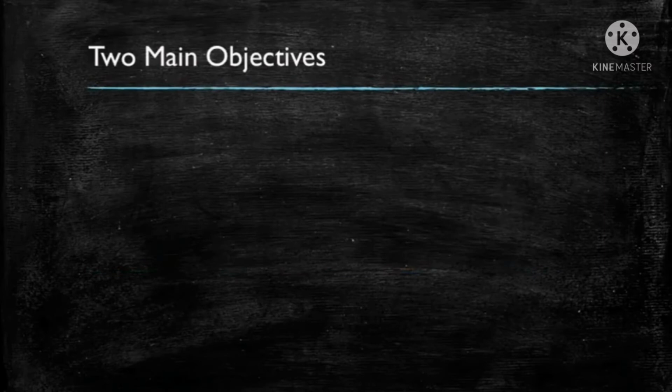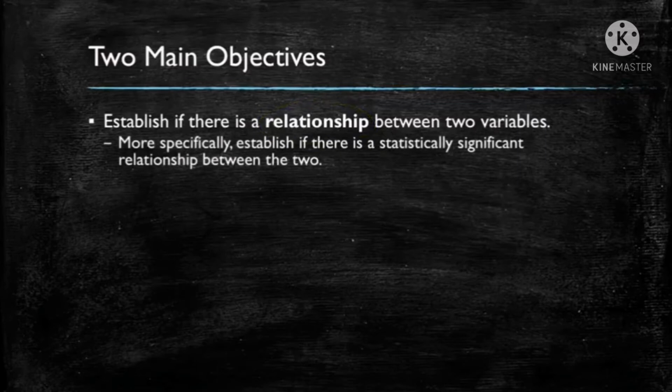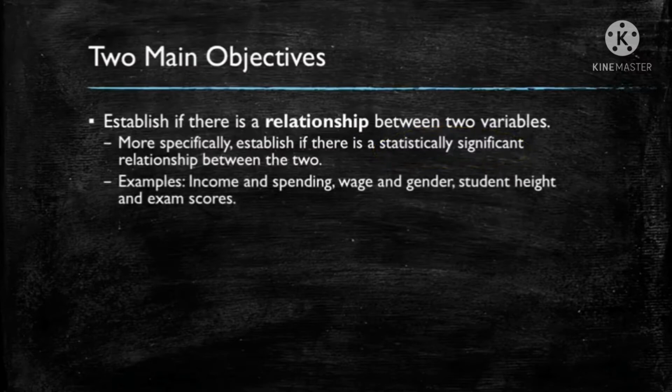Simple linear regression, or regression models in general, have two main objectives. The first one is to establish if there is a relationship between two variables. We're going to be talking about a positive relationship between two variables if they tend to move together, in the sense that when one increases, the other one increases as well. And conversely, in a negative relationship, we find that if one variable's values increase, the other variable's values tend to decrease. More specifically, we're going to be talking about statistically significant relationships between the two variables, but we will get back to this later. Let's talk about some examples.